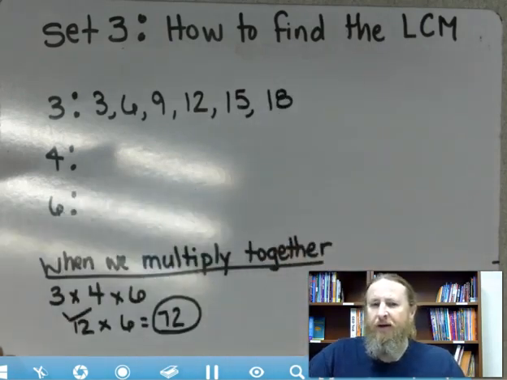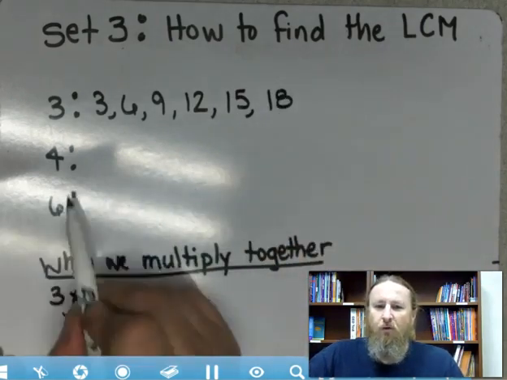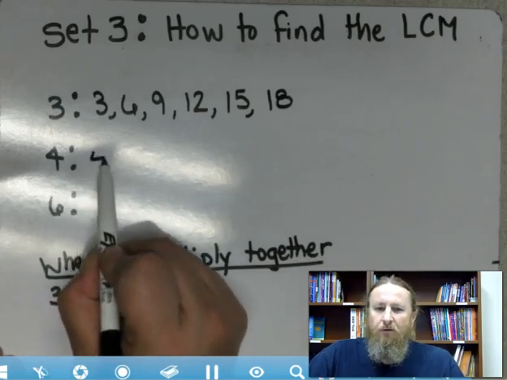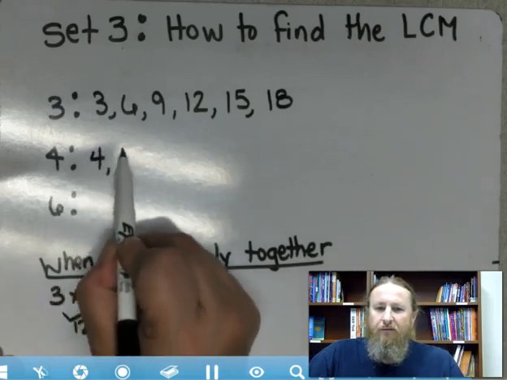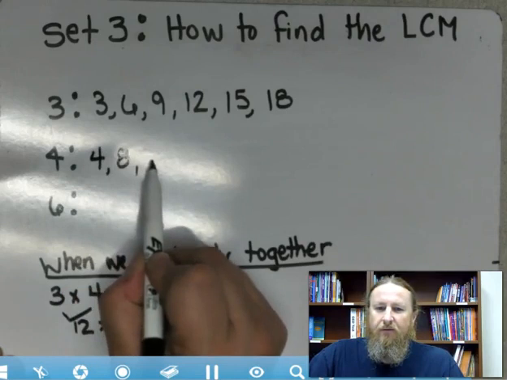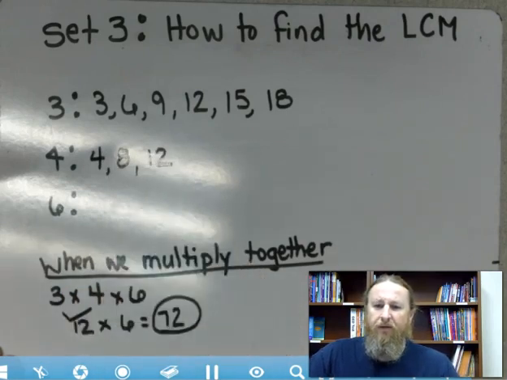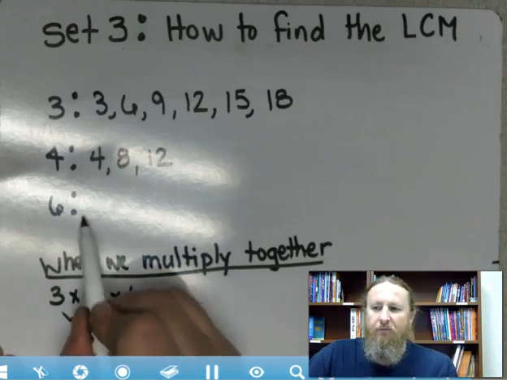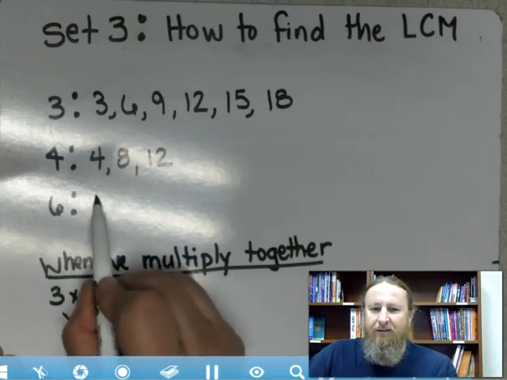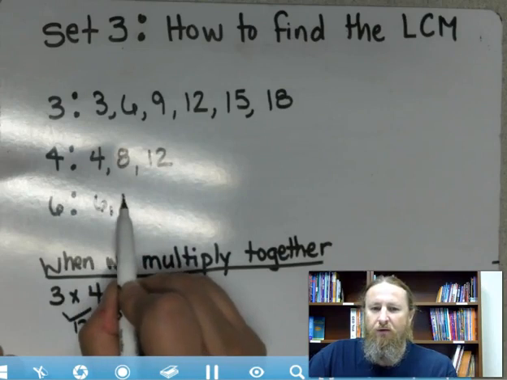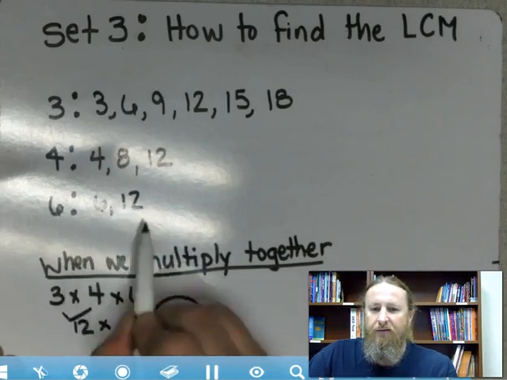And that should be high enough, so let's move on to 4. We'll say 4, 8, 12. Ooh, hey, we've got a common multiple. I wonder if it's going to stick. Now we're going to list multiples of 6, so we say 6, 12, 18.